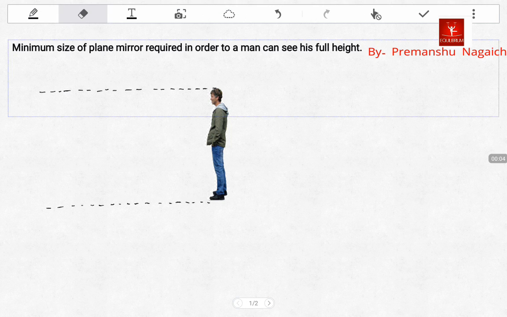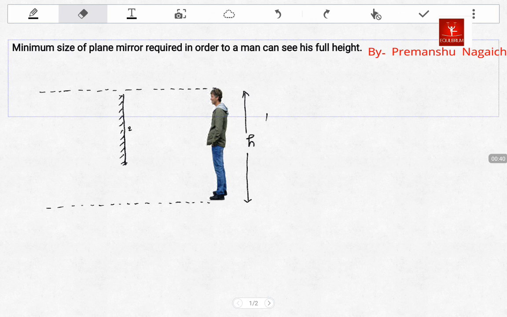Today we are with this problem in which we need to find out the minimum size of plane mirror required in order for a man to see his full height. So let's start from this man. Suppose this man has height h and we put a mirror in front of him, and we will try to find out the minimum size of this mirror so that he can see his full image in this mirror. This is what we are trying to find out.